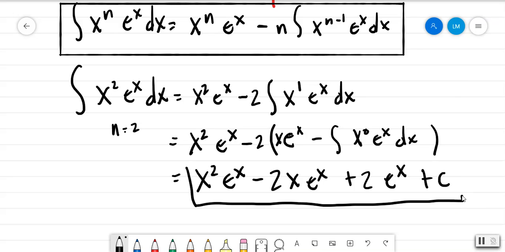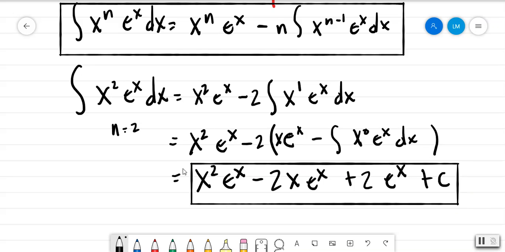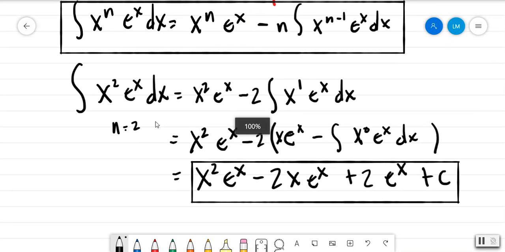So I did the integral of x squared e to the x without doing too much work, because I just used a formula. Now you do have other formulas or tables that you will use in your homework, but more or less you should be able to get the idea of how I used it in this example.